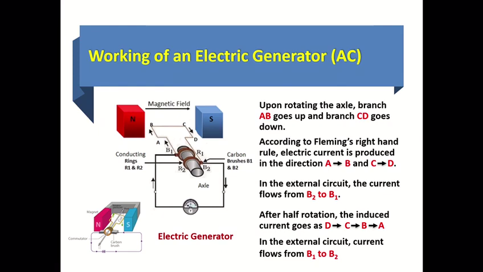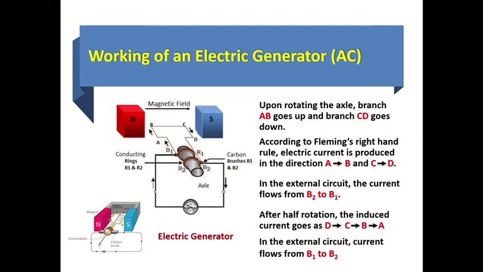Now, according to Fleming's right-hand rule, electric current is produced in the branches AB and CD in the direction A to B and C to D. Thus, the current flows in the direction A, B, C, D as shown by the arrows in the figure. In the external circuit, the current flows from B2 to B1 through the galvanometer. This happens for half a rotation.